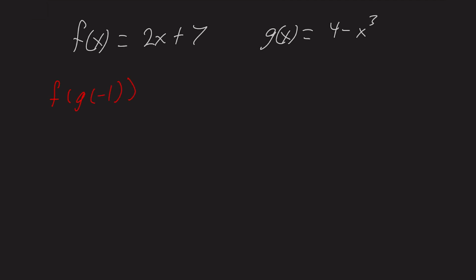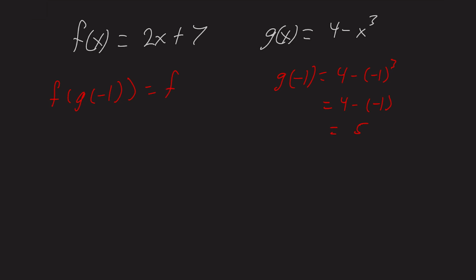So let me give us two new functions for us to be able to practice with. I'm going to give us f of x equals 2x plus 7, and I'm going to give us g of x equals 4 minus x to the third. Okay? So let's say I want to find f of g of negative 1. How would we go about that? Well, first, let's find g of negative 1. G of negative 1 equals 4 minus negative 1 to the third. Now, negative 1 to the third is just negative 1, so it becomes 4 minus negative 1, which becomes 5.